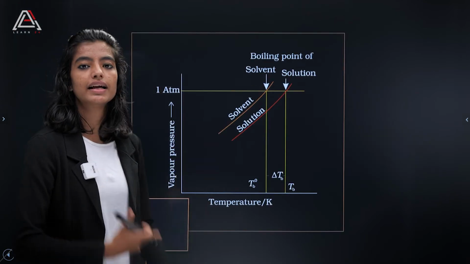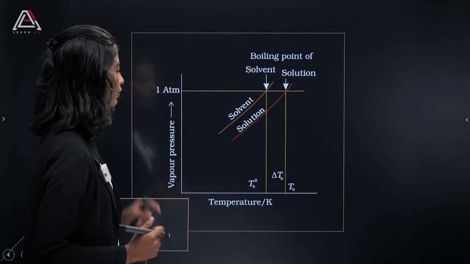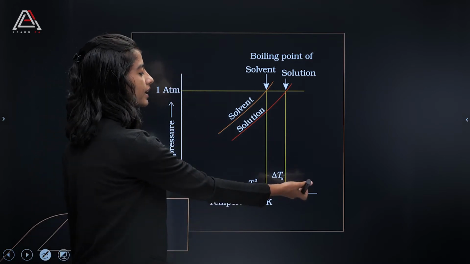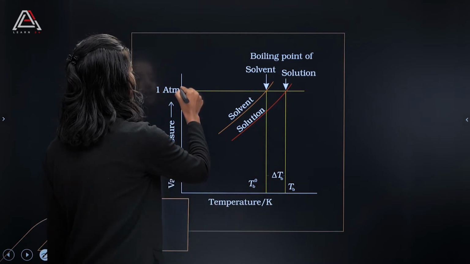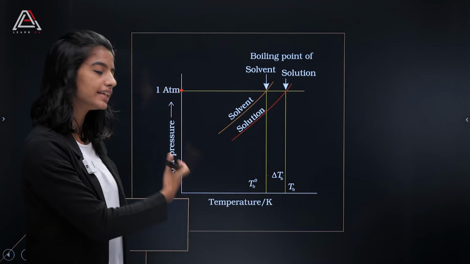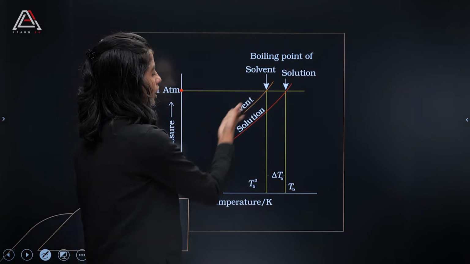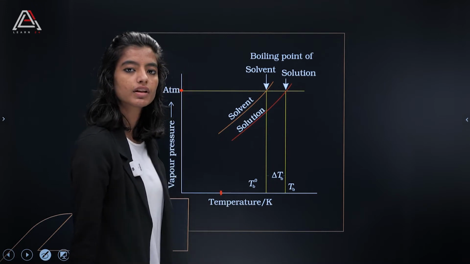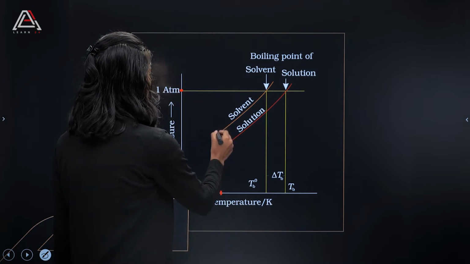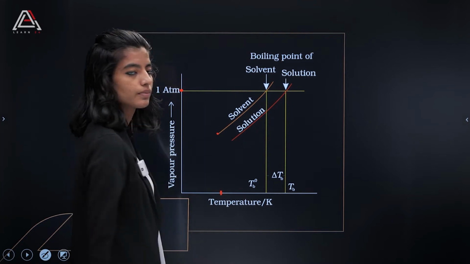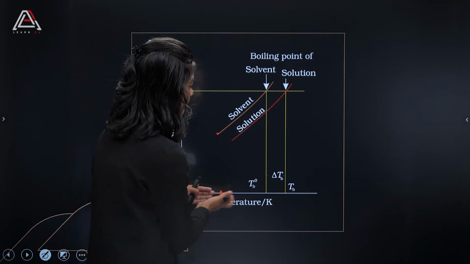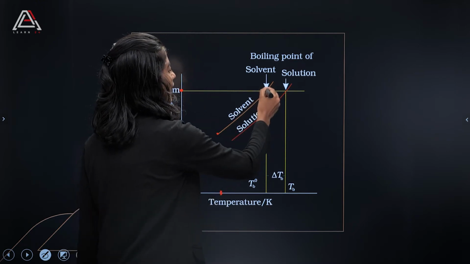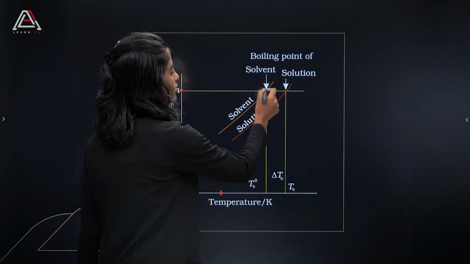Now, let me explain it with a graph. I took vapor pressure on the y-axis and temperature on the x-axis. 1 atm is the atmospheric pressure. And I took solvent and solution. Let me take this as the room temperature. At room temperature, the solvent has the vapor pressure this much. And as temperature increases, the vapor pressure of solvent increases and reaches the atmospheric pressure.